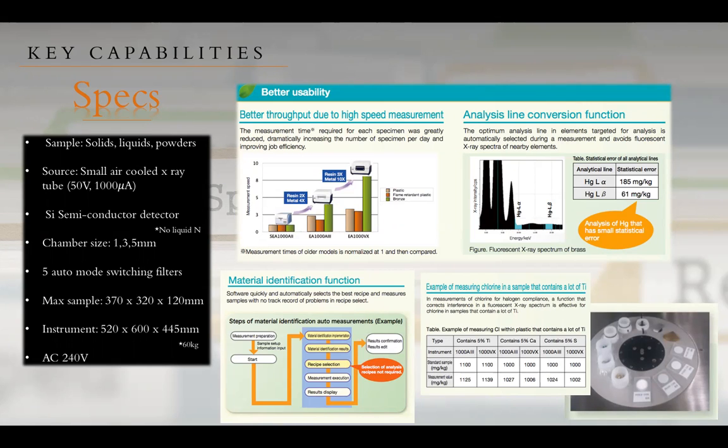The max sample size is 370 by 320 by 120 millimeters, and the instrument size is 520 by 600 by 445 millimeters, weighing only 60 kilograms and needing only 200 volts of AC power. Some of the key capabilities are high-speed measurement, an analysis line conversion function, and a material identification function for comparison of recordings to industry standards, as well as a 6 sample changer shown on the right.